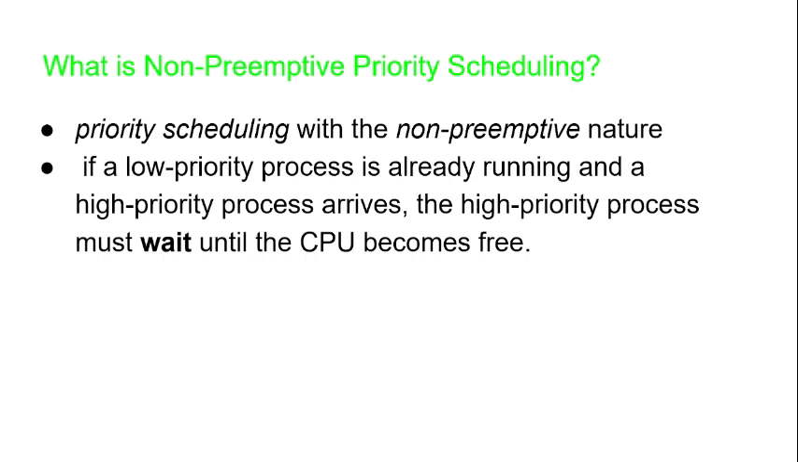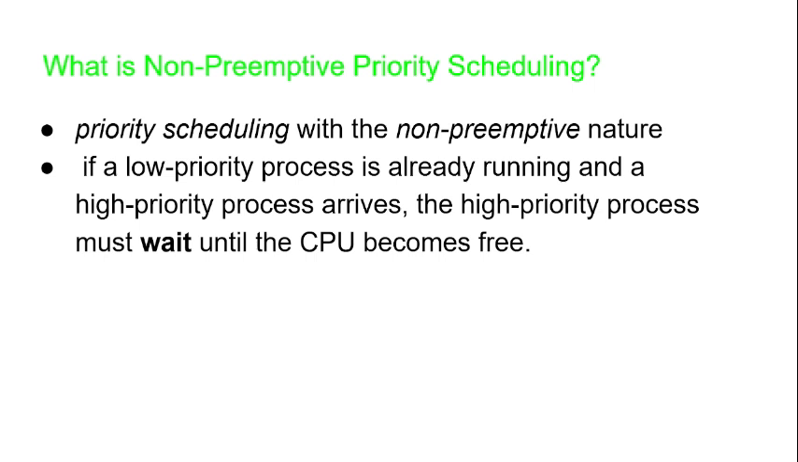So, what is non-preemptive priority scheduling? When we combine priority scheduling with the non-preemptive nature, we get non-preemptive priority scheduling. It is a CPU scheduling algorithm where each process is assigned a priority and the process with the highest priority is selected for execution. Once the process starts execution, it cannot be interrupted by another process, even if a higher priority process arrives during this execution.